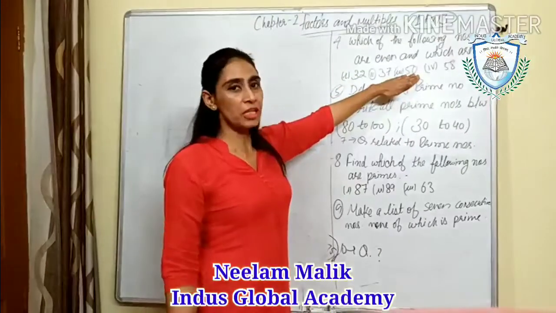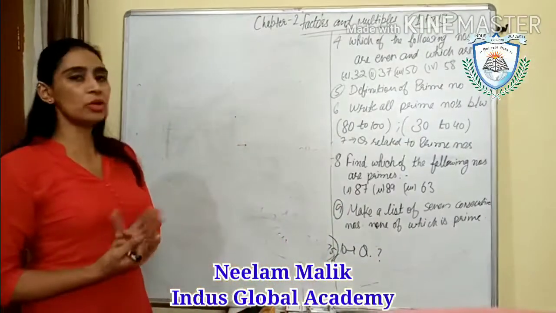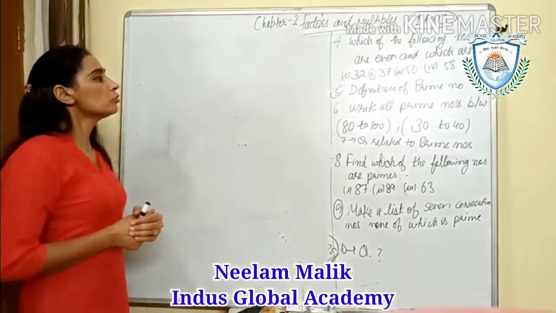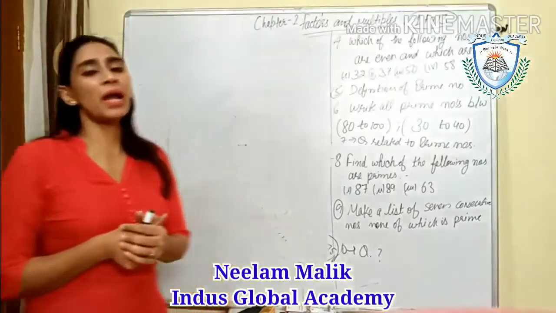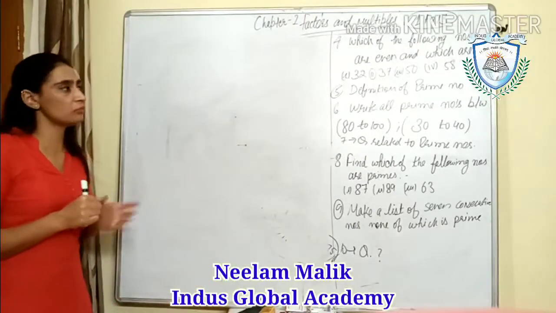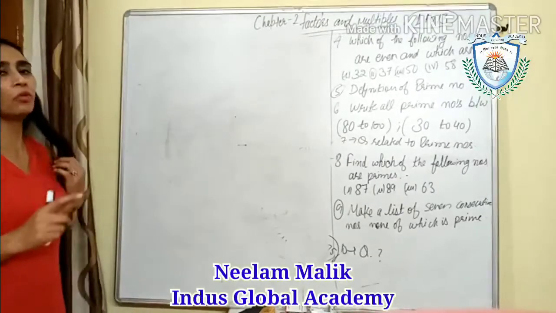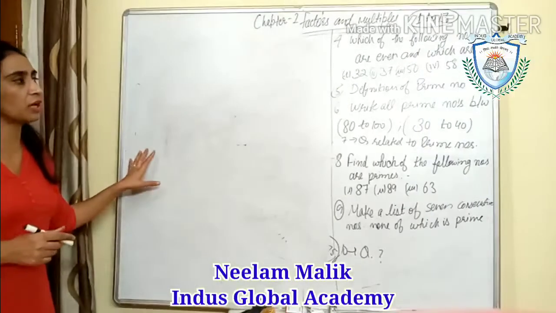Third is 50, an even number. Fourth is 58, that is also an even number. So you just have to write even or odd. Now question number 5. In question number 5, it asks for the definition of prime numbers. You have to write that, and whatever they have asked, examples etc., you will write that, because we have already done this. Prime numbers, composite numbers, all the definitions.